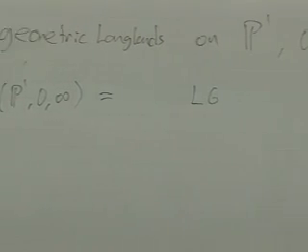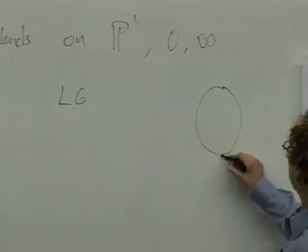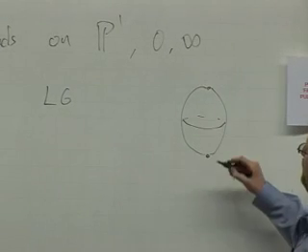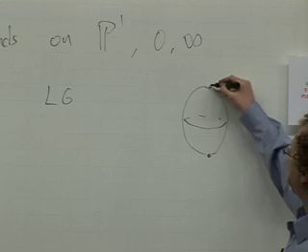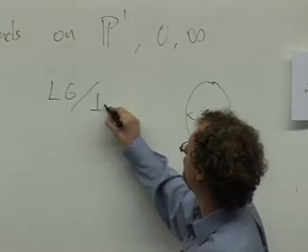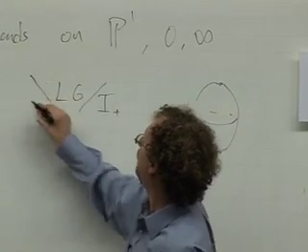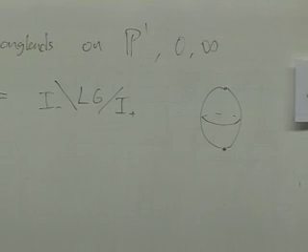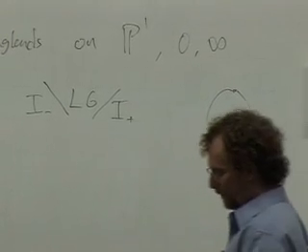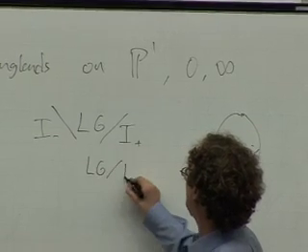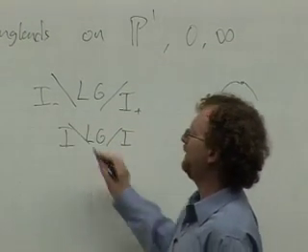So what's my picture? I have P1, I have 0 and infinity. I'm going to describe this as a quotient of the loop group, but now I have a flag here and a flag here. So this looks like a loop group quotient by two Iwahori subgroups, one that extends up and one that extends down, which is combinatorially opposite to the picture we had before, which was LG mod I mod I.